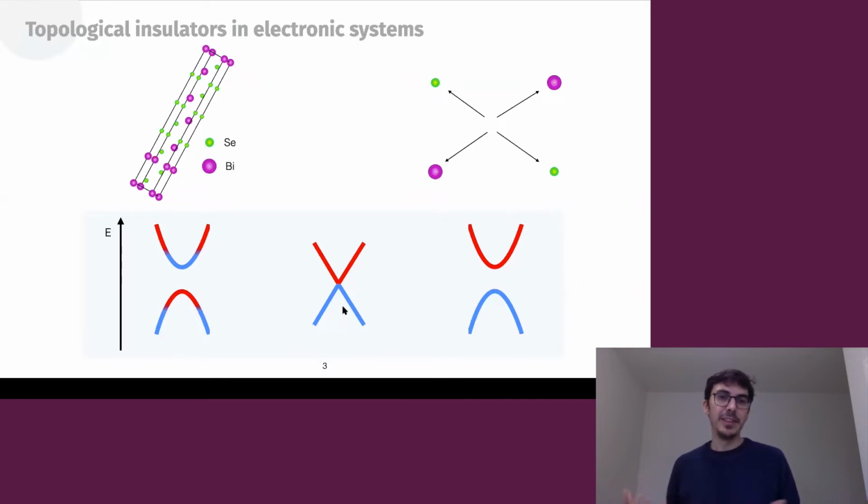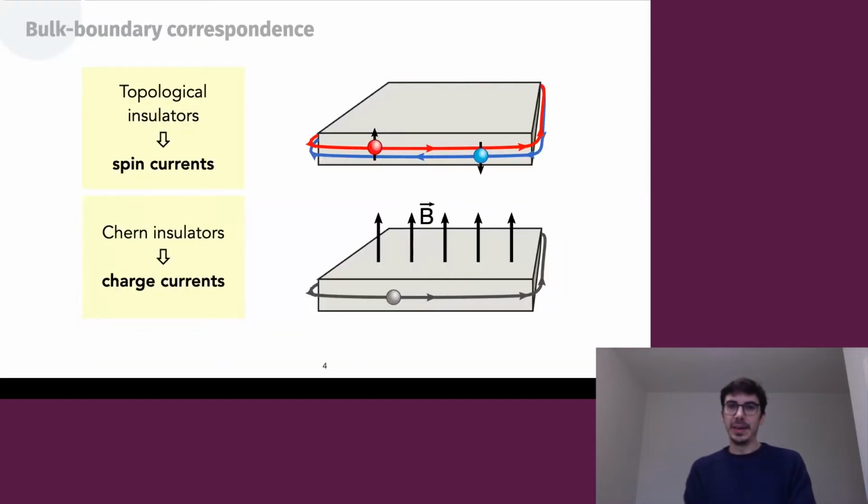And these surface states are what really make topological materials interesting. So just to give you a few examples, I've been discussing topological insulators like bismuth selenide as a simple example. And in this particular case, these surface states are spin currents.